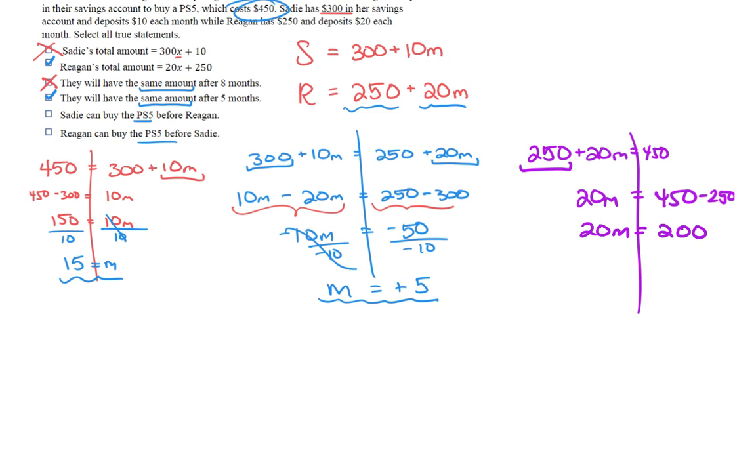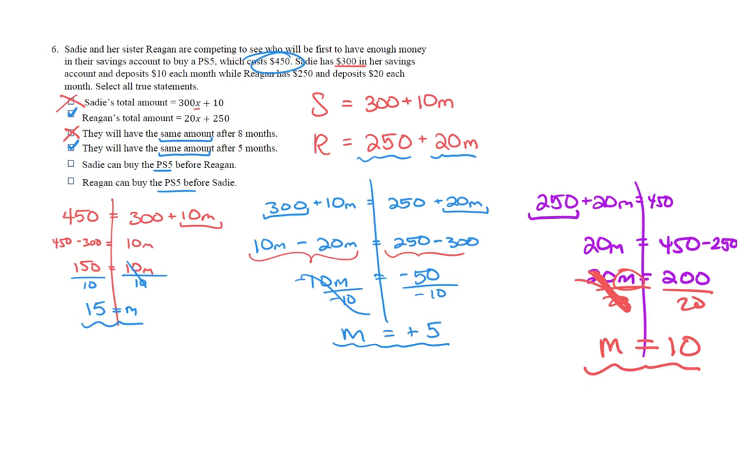And then we have one step to solve it, divide. Because remember, trying to get m by itself. So we divide, and we have m equals 200 divided by 20, which is 10. So that means it's going to take Reagan 10 months. So it's going to take Sadie 15 and Reagan 10. So it sounds like Reagan is going to get the PlayStation before Sadie does.